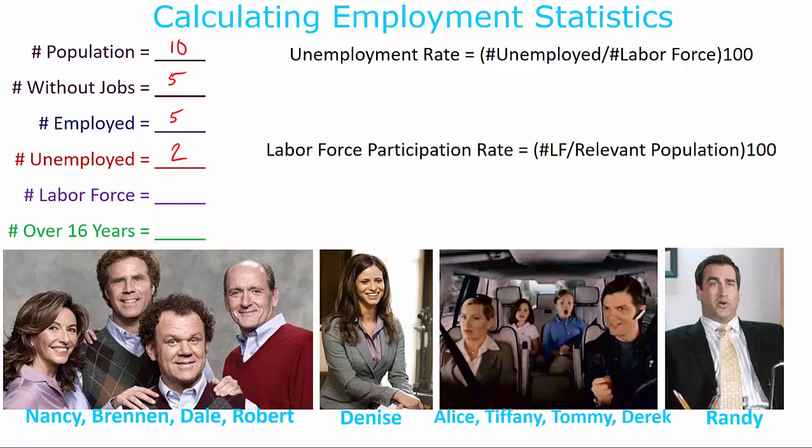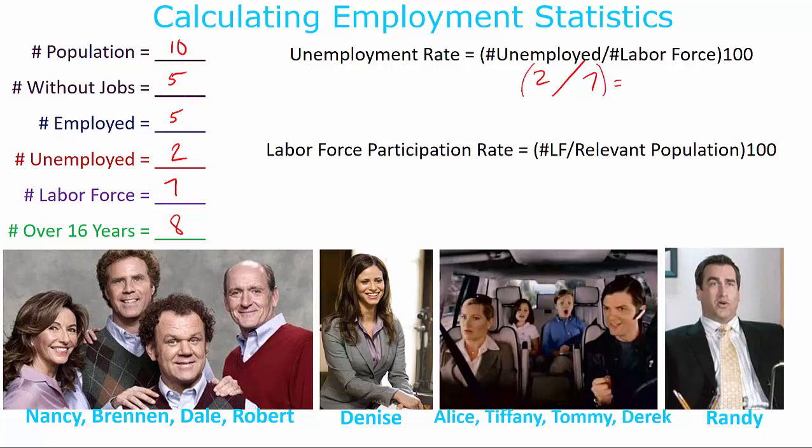Our labor force is the number that are unemployed plus the number that are employed. So we have 7. Because we need to calculate the labor force participation rate, we do need to know what the population is above 16. So it's Nancy, Brennan, Dale, Robert, Denise, Alice, Derek, and Randy. So it is 8. Now let's calculate the unemployment rate and the labor force participation rate. The unemployment rate is the number unemployed, which is 2, divided by the number in the labor force, which is 7.